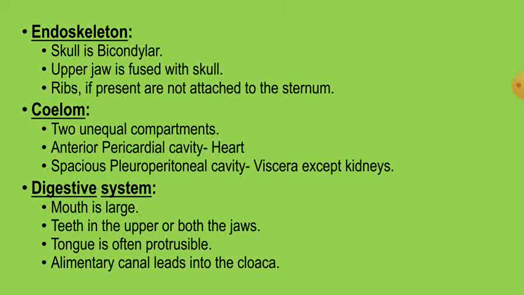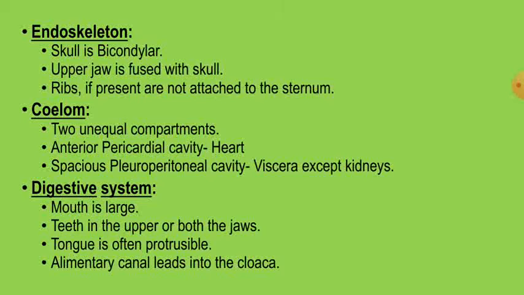Next, coelom. Coelom means nothing but cavity. Here the coelom consists of two unequal compartments. One is the anterior small pericardial cavity that contains the heart, and the second one is the spacious pleuroperitoneal cavity which has all other viscera except the kidneys.